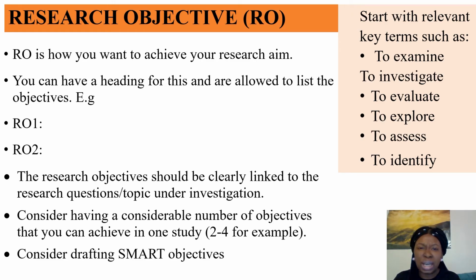Okay, they should be really clear, connect them to your research question or the topic you're investigating. And I would say for a dissertation at master's level, for example, you may want to use about 2 to 4. You don't want to exceed that, because doing 6 or 10 research questions and research objectives, for example, is quite ambitious given the time frame that you've got. Okay, and of course consider SMART objectives. You want to ensure that your objectives are achievable within the limited time that you've got as well.